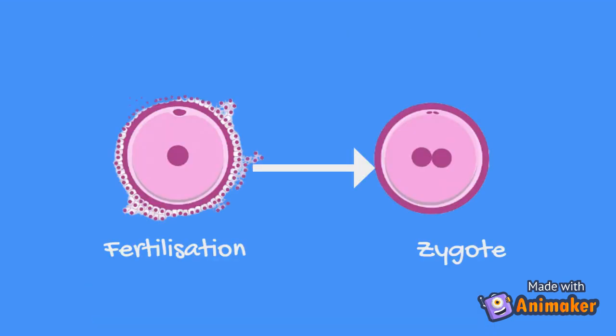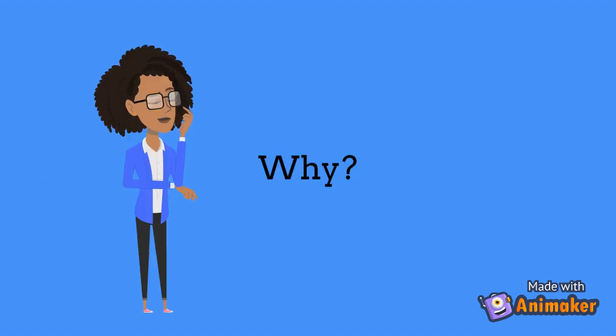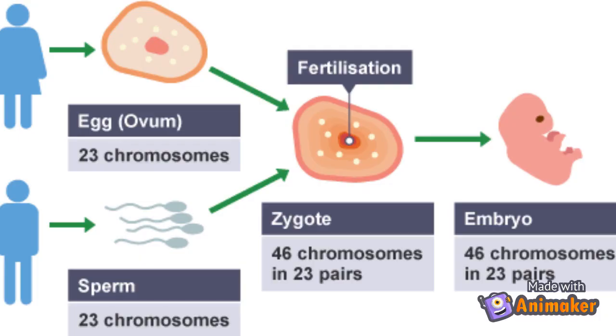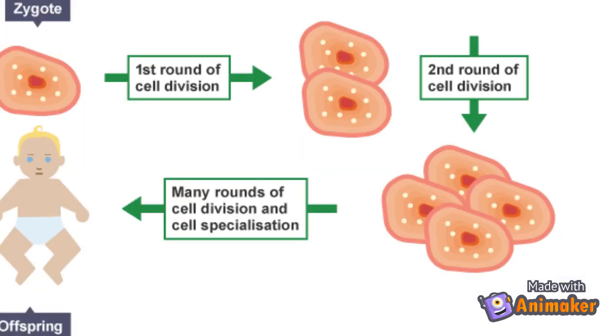The new individual starts off as a zygote. The zygote is diploid. But why is that? Well, remember how I said that sex cells only have one set of chromosomes? During fertilization, the egg cell and the sperm cell each provide the zygote with one set of chromosomes. This means that the zygote will have two sets of chromosomes, which makes it diploid. After that, mitosis occurs, and the cell divides and specializes until a fully developed offspring is made.